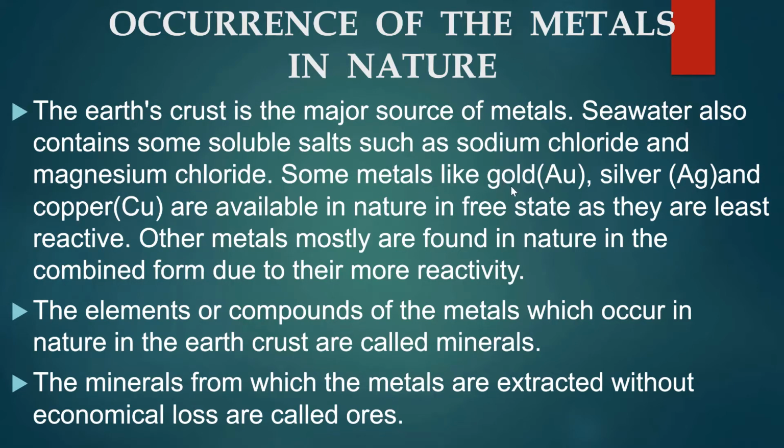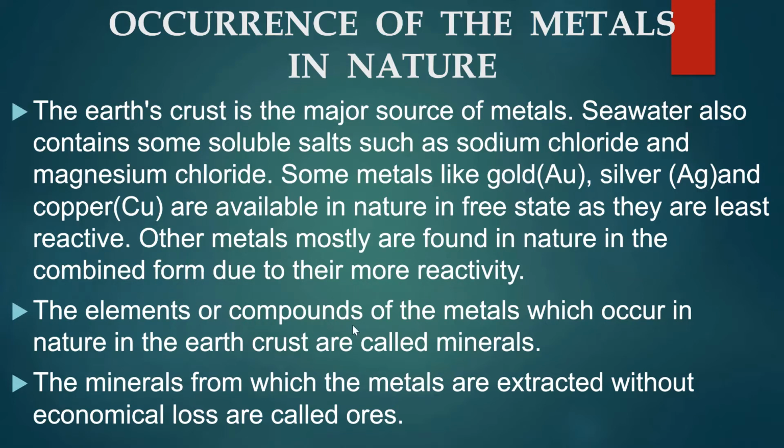Some metals like gold, silver and copper are available in nature in the free state as they are least reactive. You all very well know about the usage of gold and silver, children. These are generally used in jewelry. Since they are least reactive, we are able to use them. Other metals are mostly found in nature in the combined form due to their higher reactivity.